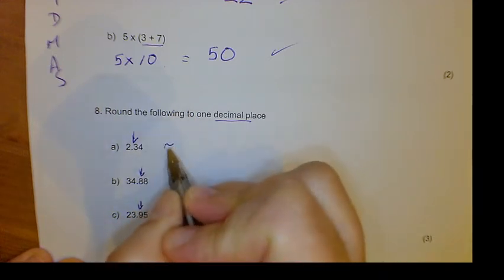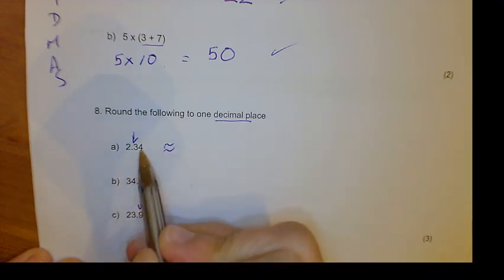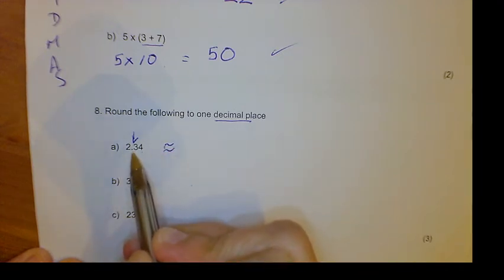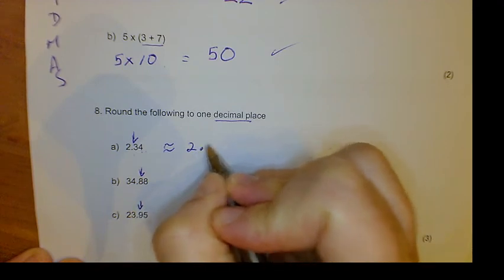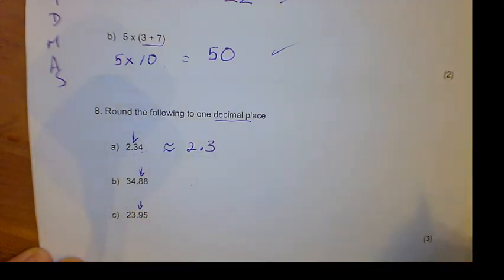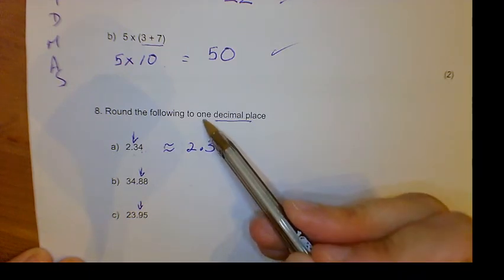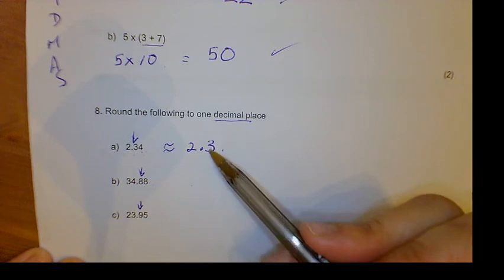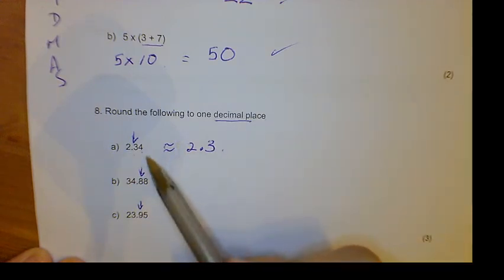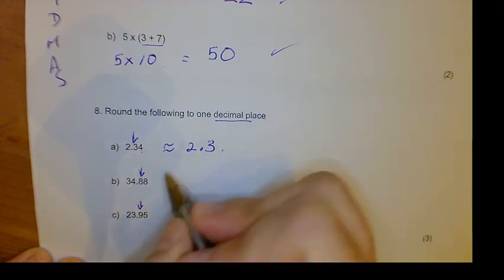So in the first one, 4 is not big enough to change the 3, so it just stays 2.3. Be careful. If you stick a 0 on here, it's wrong. We're only allowed 1 decimal place, only 1 number after the dot. This, by the way, means approximately equal.